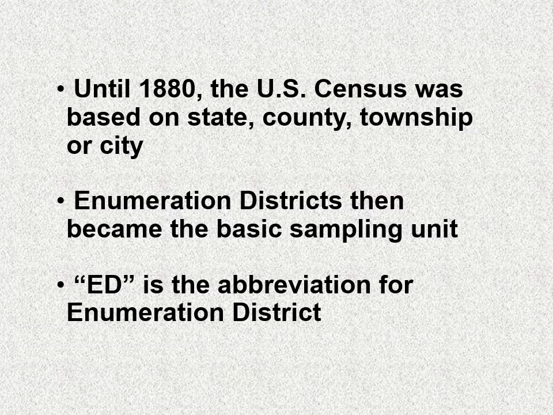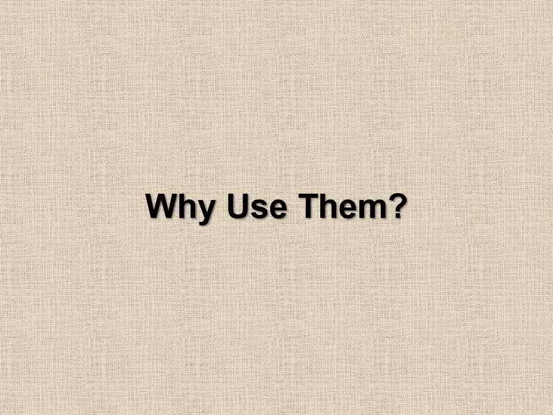Until 1880, the U.S. Census was based on state, county, township, or city. But starting in 1880, enumeration districts became the basic sampling unit. And we're going to use EDs throughout the rest of the video. So why use them?